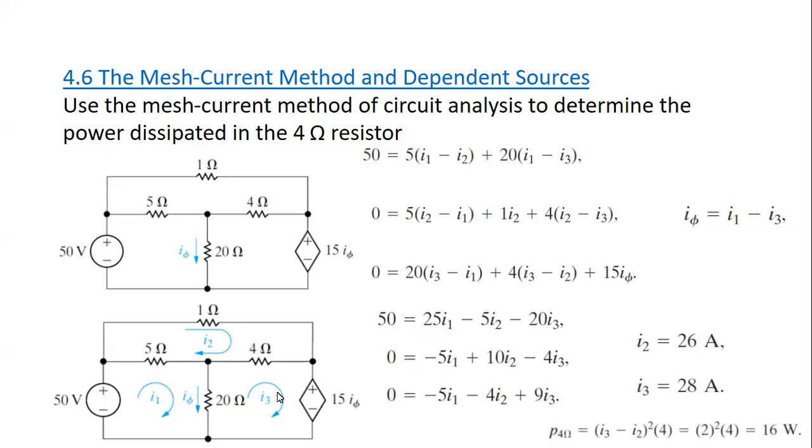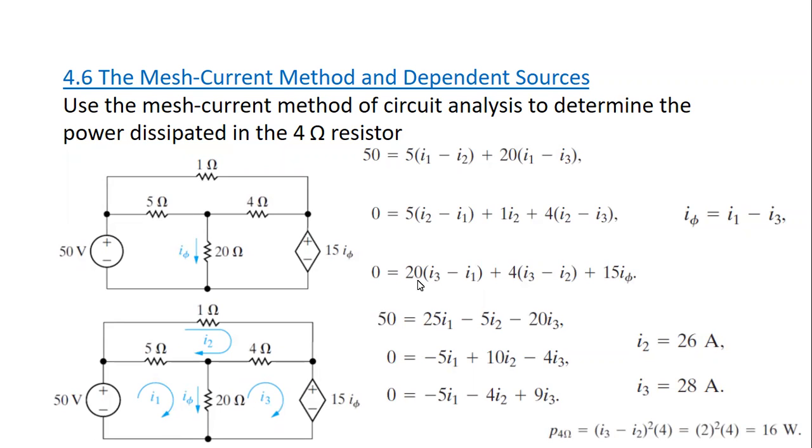And the last mesh contains the dependent voltage source, and this voltage source is current controlled because it is represented through a current. Here we will start with the 20 ohm resistor. In the 20 ohm resistor, I3 is flowing, and in the opposite direction, we have I1 flowing.